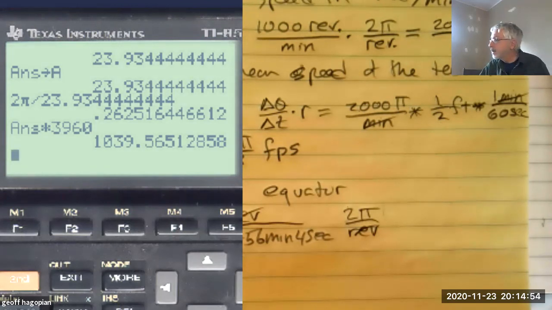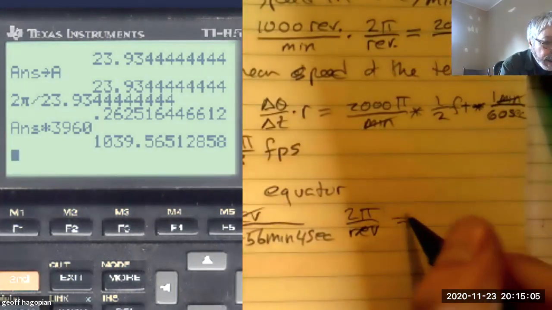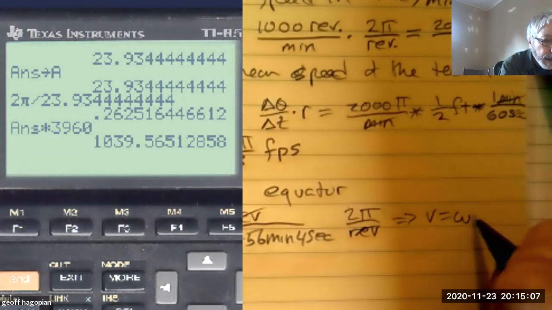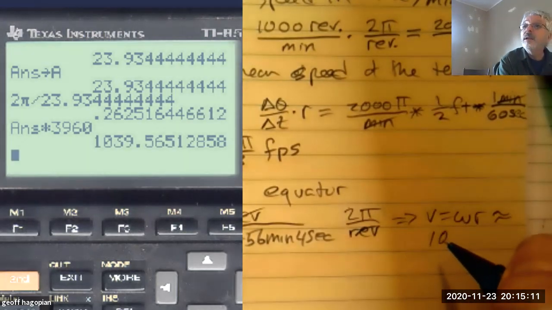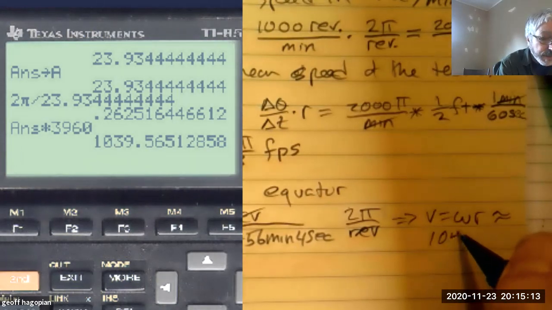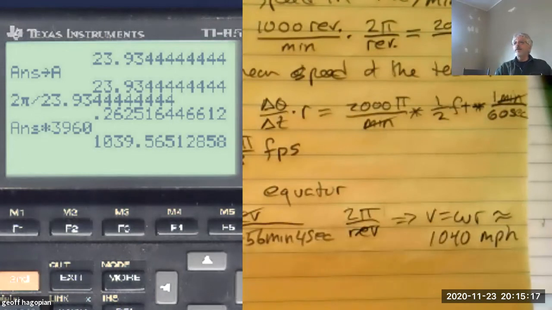All right, so I think we're going to wrap it up there. Any questions before we wrap it up? How's everybody doing? So the linear speed is omega r, and that turns out to be approximately 1,040 miles per hour. Whipping along. You can be pulled over at any time if you live at the equator and issued a speeding ticket.